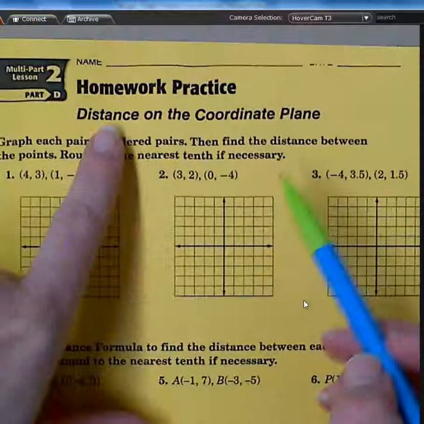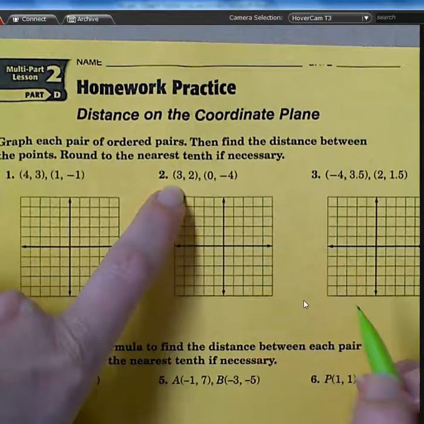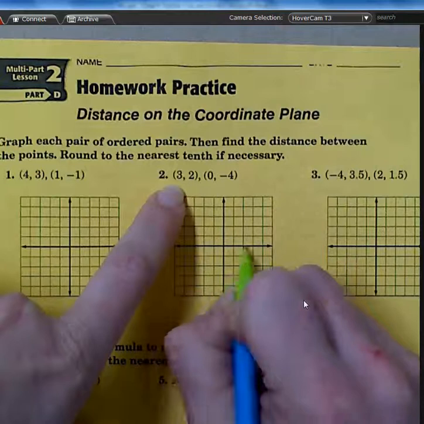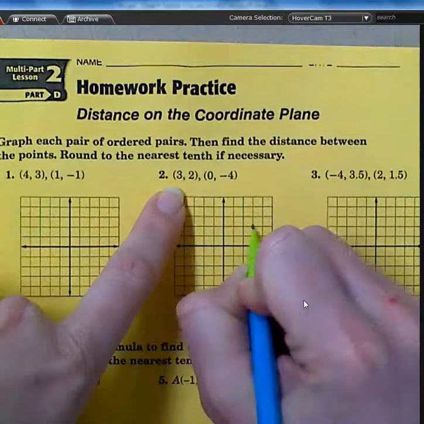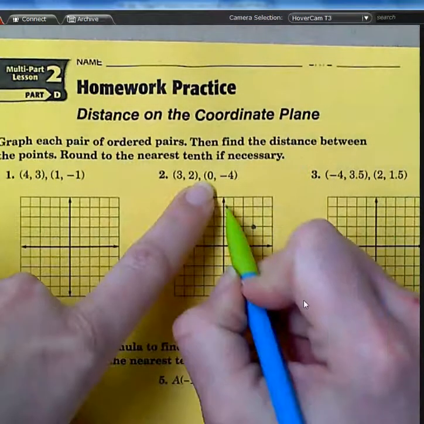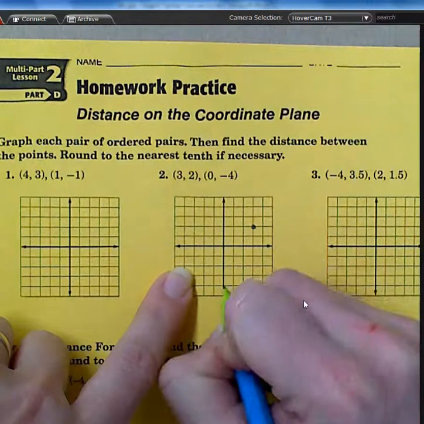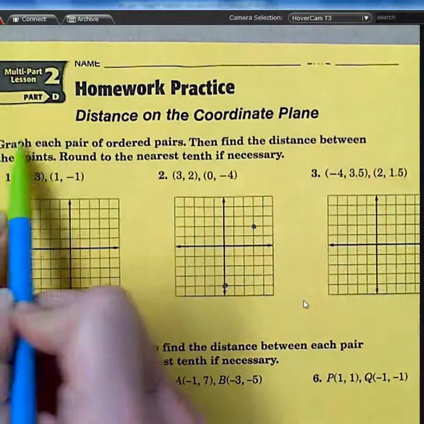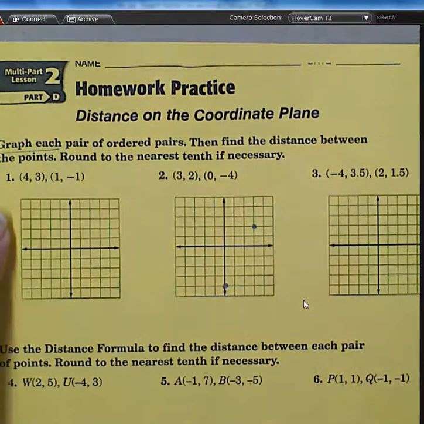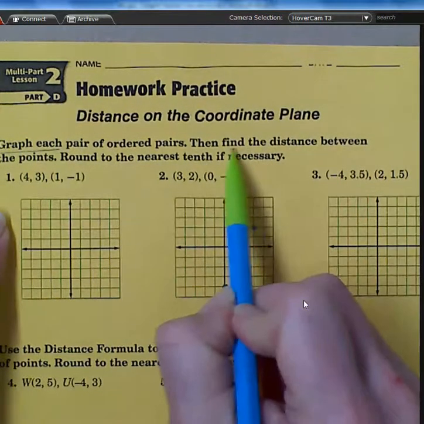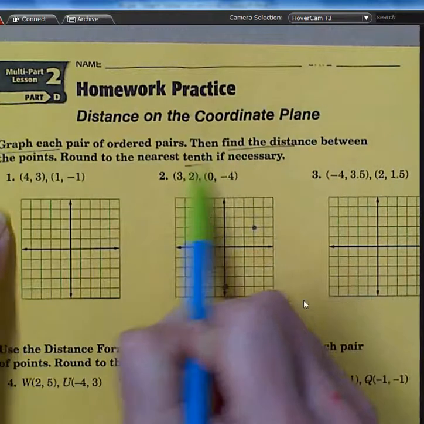So to find the distance, we're going to plot those 2 points. Remember, that was the first I can statement. You're going to go over 3 and up 2. Then for the other point, X number means I'm stuck on 0 and I go down 1, 2, 3, 4. So we graph the pair first. Now we have to find the distance to the nearest 10th.